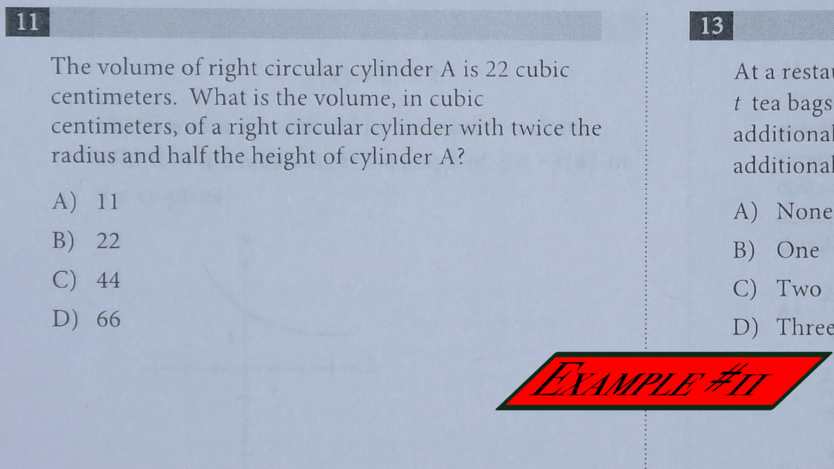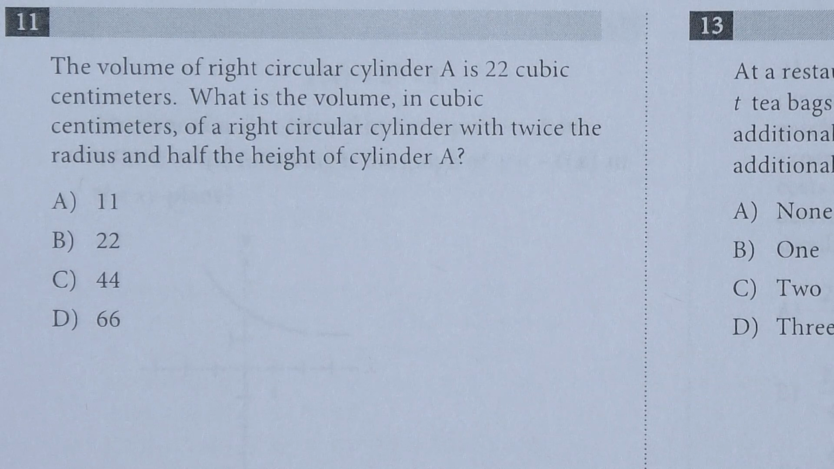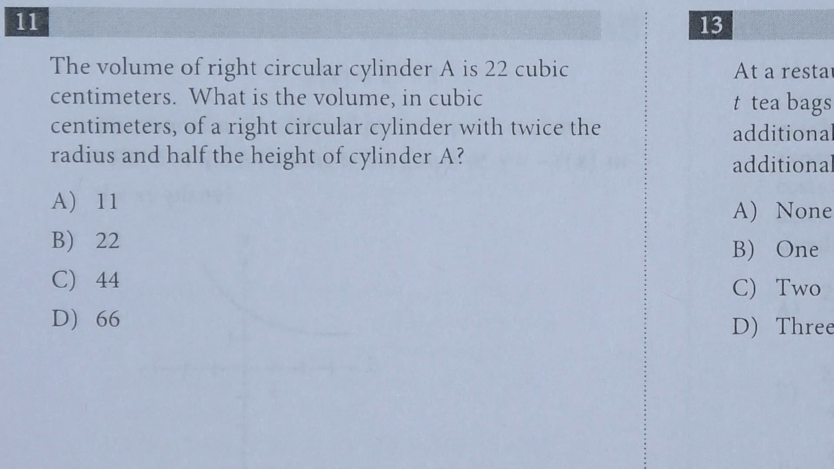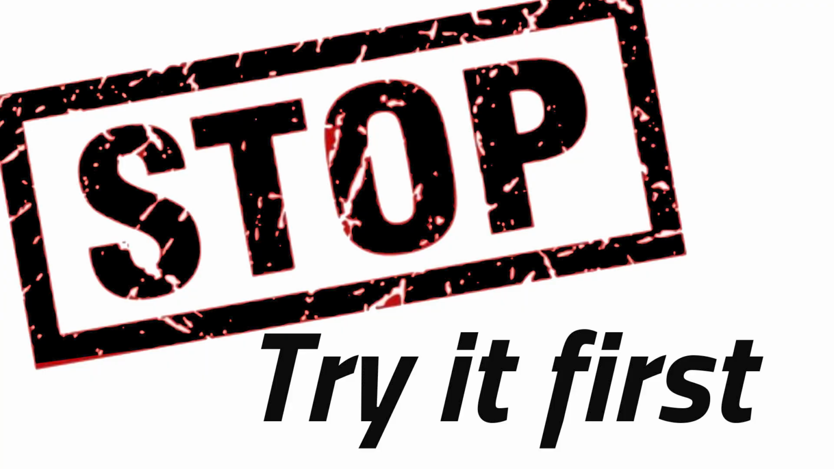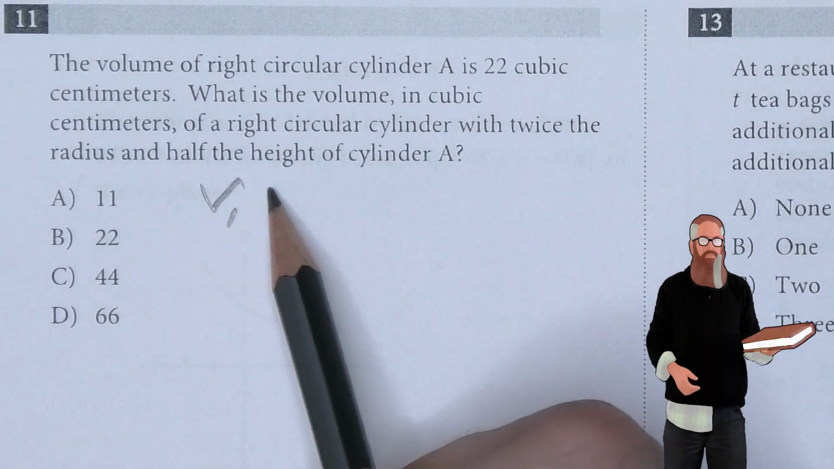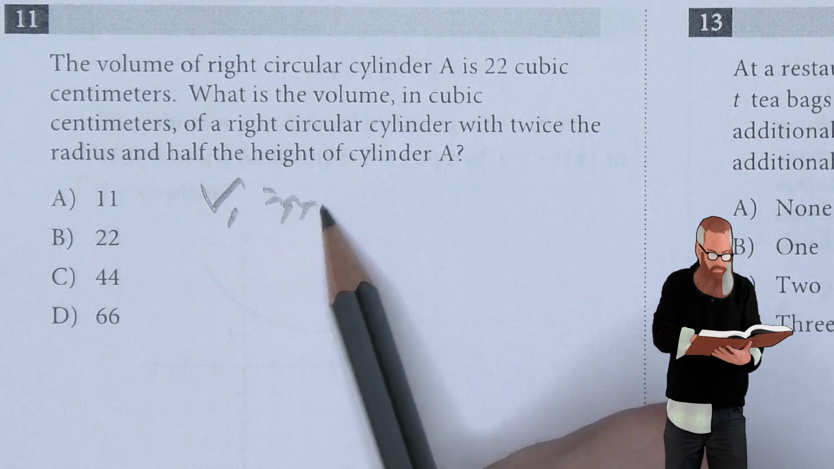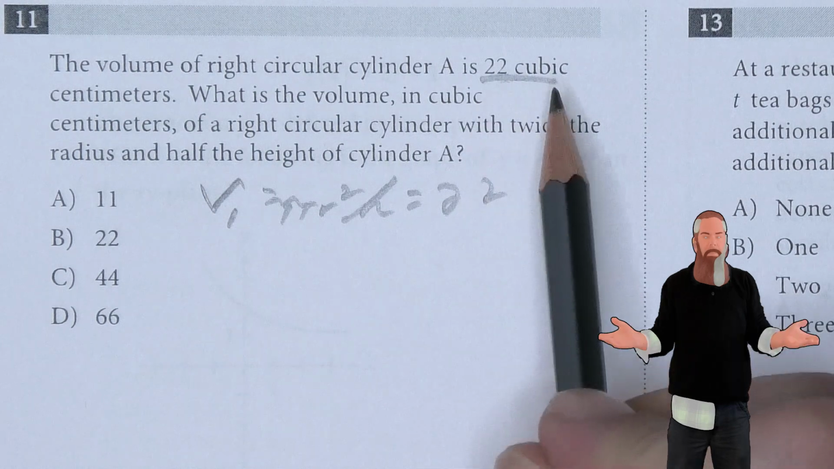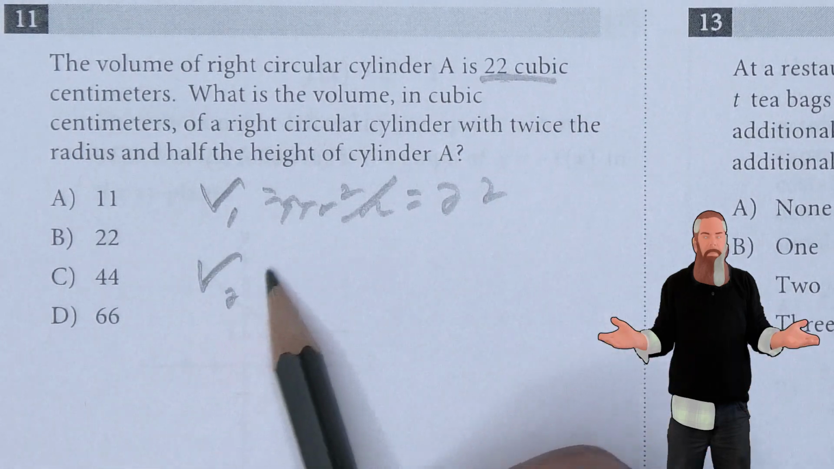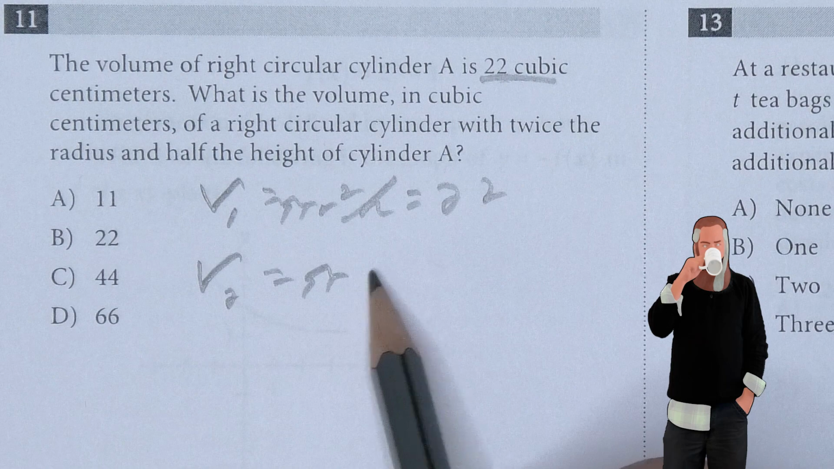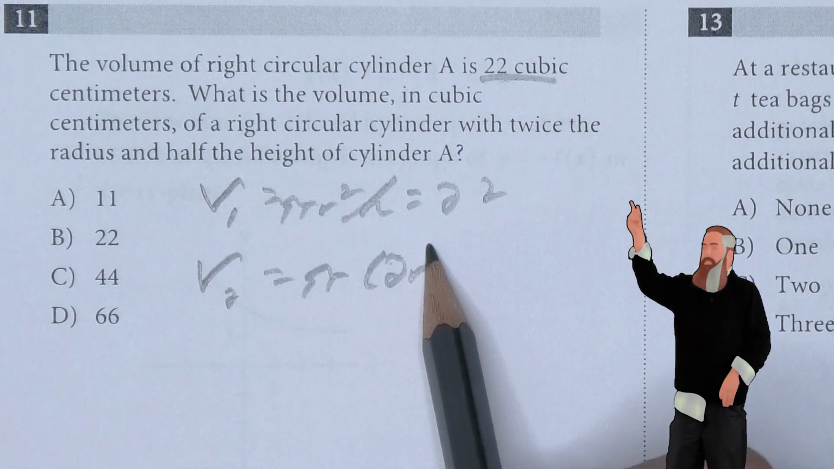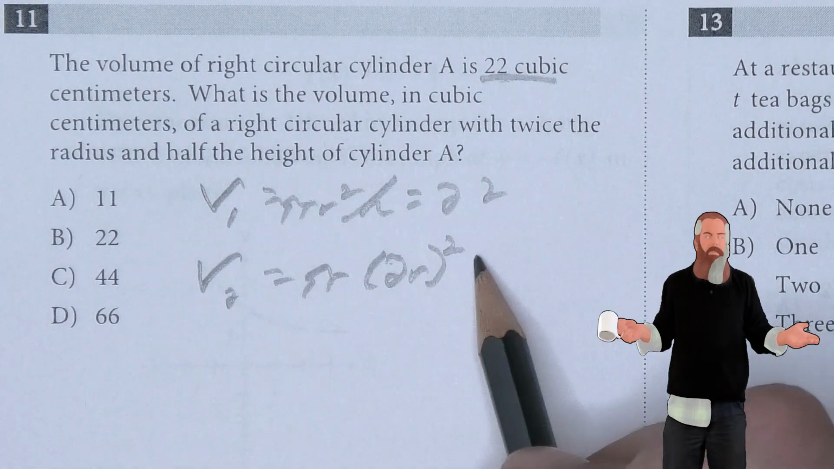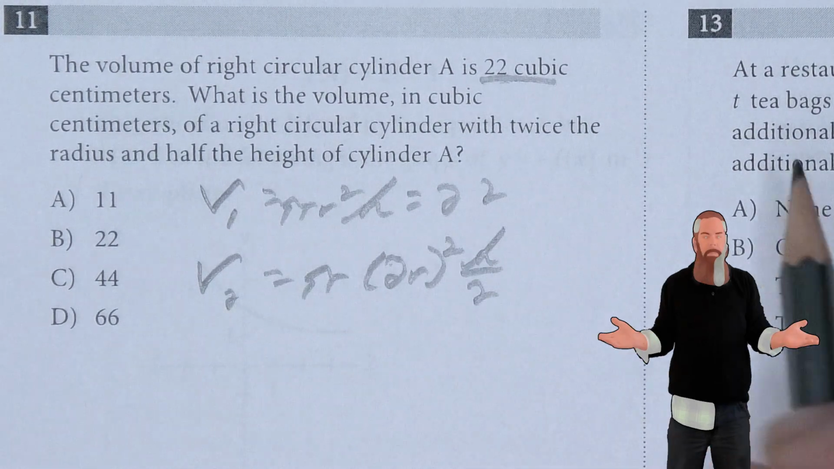The volume of a right circular cylinder A is 22 cubic centimeters. What is the volume in cubic centimeters of a right circular cylinder with twice the radius and half the height of cylinder A? So we understand that the volume of the first is pi r squared h, which is 22. This is given to us in the problem. We want to know the volume of the second one, which would be pi times twice the radius, so (2r) squared, and half the height, so h over 2.